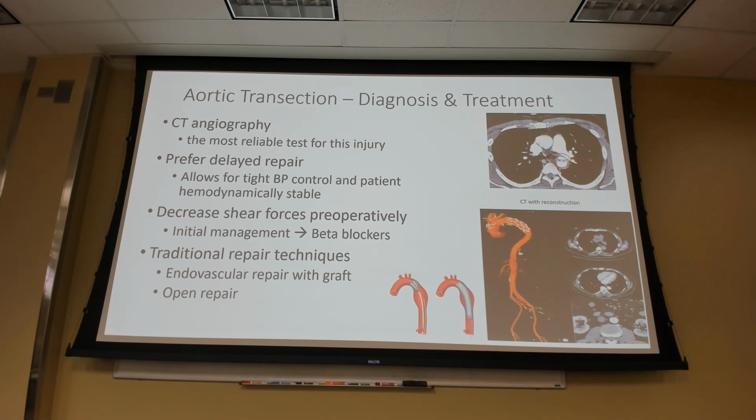But the initial management is obviously, we want to get those beta blockers on board, decrease shear on that vessel wall, and then we can plan for surgery, and then get our imaging to look at the extent and what sort of operation they're going to need. And typically you can do open versus an endovascular repair with a graft.